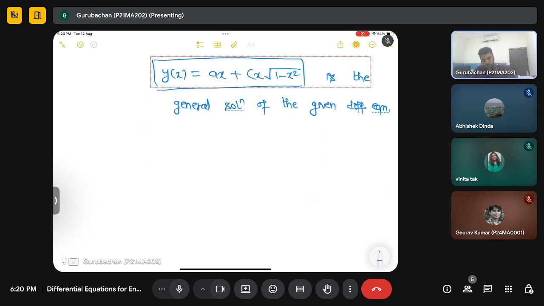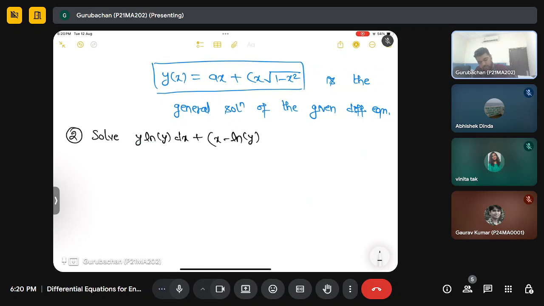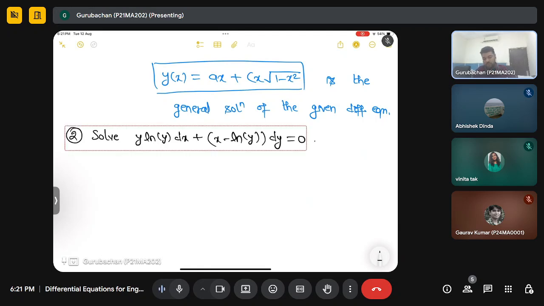I hope this question is easy and it is clear to everybody. I'm writing the next question. Second one is: solve y ln y dx plus x minus ln y dy. Try this one, then we will discuss it.